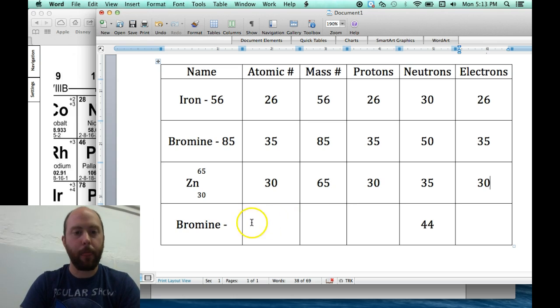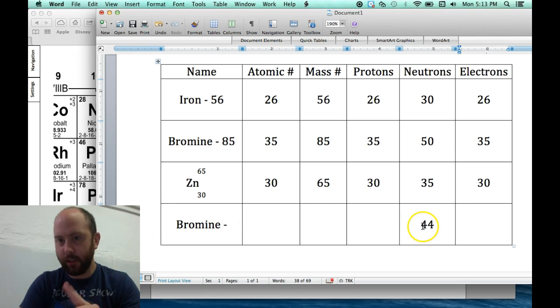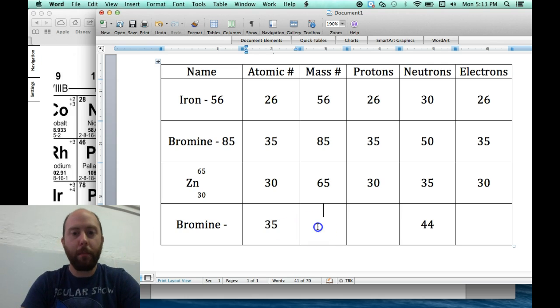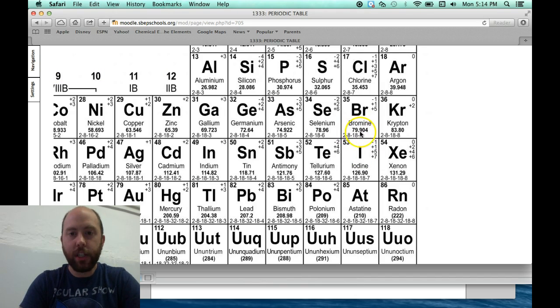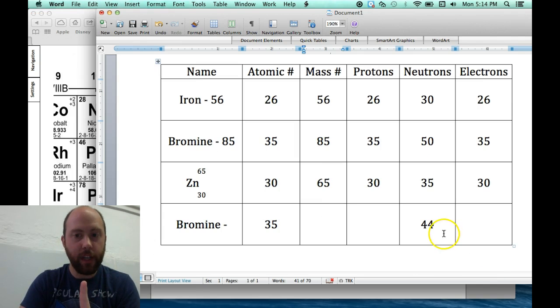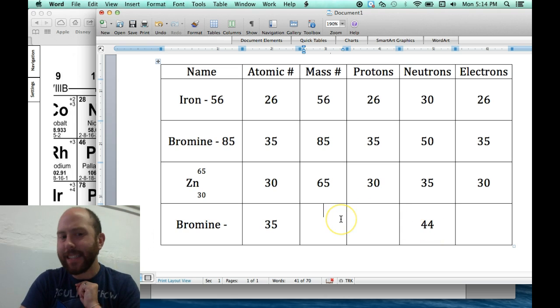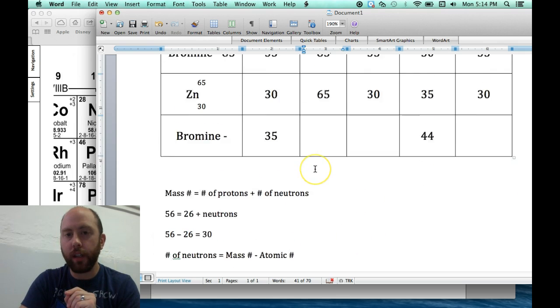In the final example, I have bromine, but notice I didn't give us a mass number, but I did give us neutrons, and I'll talk about why here in a second. So let's do this. Bromine, we know the atomic number of that is 35. For the mass number, you're probably going, hey, I'm going to go to the periodic table and just round that number. Be careful. A lot of times, yes, that is what you do. But notice what I've done here. I've already given you the number of neutrons. And remember, what is mass number? It is how many protons plus neutrons there are.